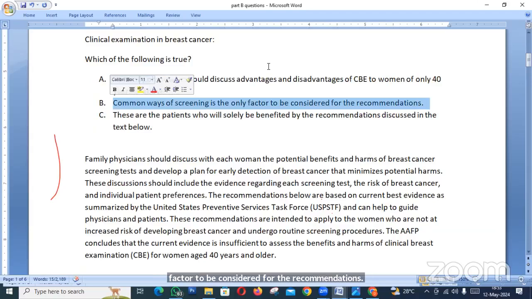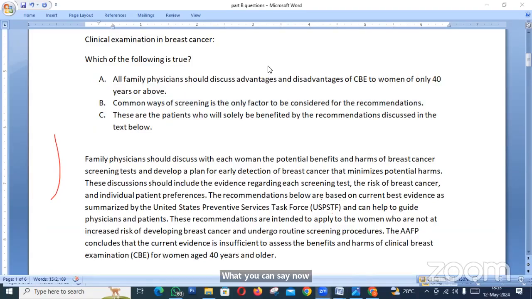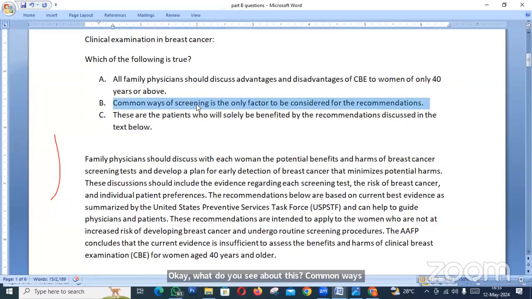What can you say about this? Common ways of screening is the only factor to be considered for the recommendations. What do you say about this? Yes, sir. It may be considered as a correct answer. No, it is wrong, correct or not given. Sorry, sir, this is wrong.